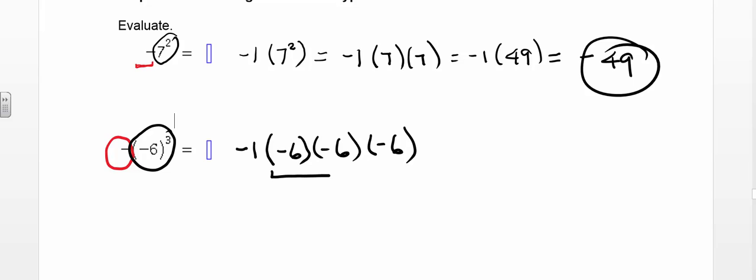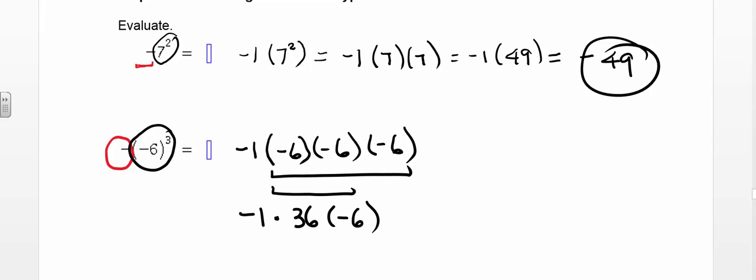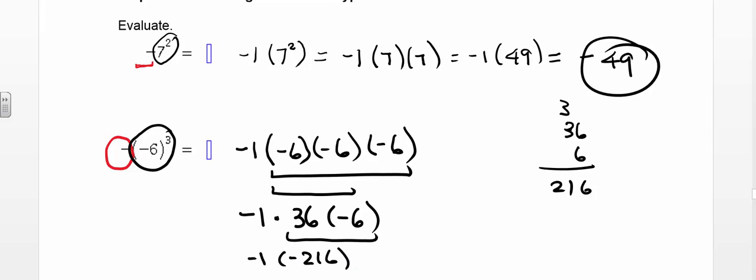So I can go ahead and evaluate all of this. -6 times a -6 is a positive 36. I still have my -1 out here. And then I have another -6 out here. So I have a 36 times 6 is 36, 18 is 216. So that's a -216. And a -216 times a -1 gives me a positive 216.